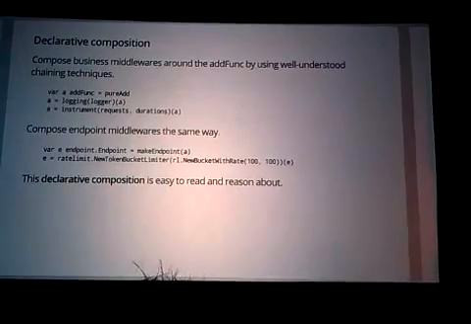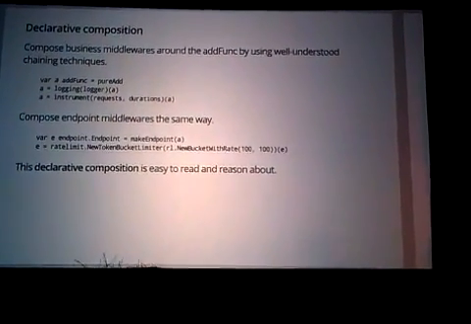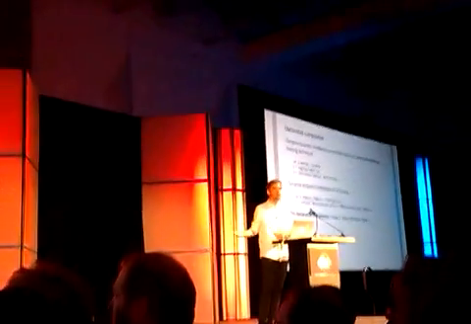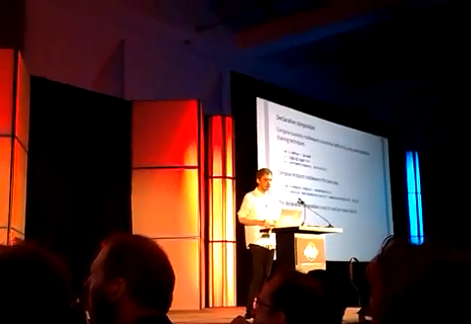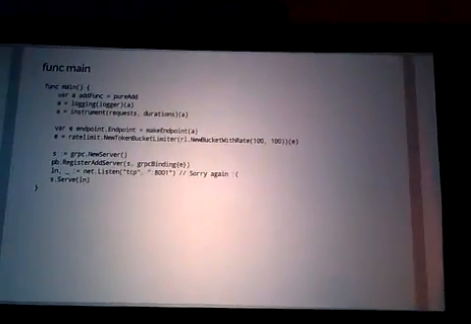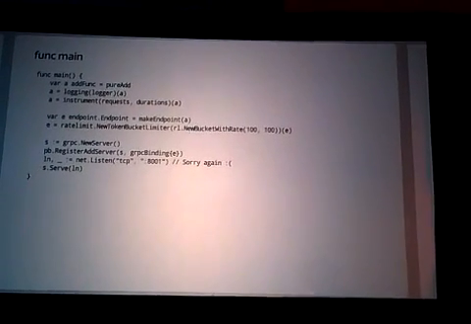We can compose endpoint middlewares in the same way. These are things that deal with endpoint domain concerns, and can be composed together. And what happens is when you do this, you get a func main that's really easy to read and reason about. And this is what it looks like. Minus a few things, this is really the complete func main for our add service. We define our add function. We say it's going to be a pure add function.